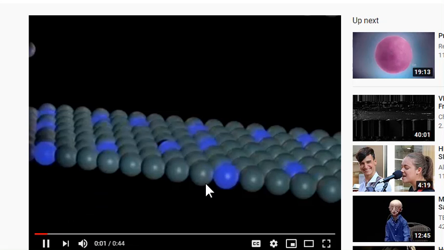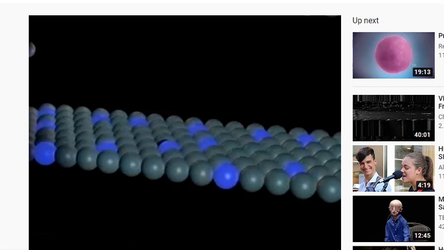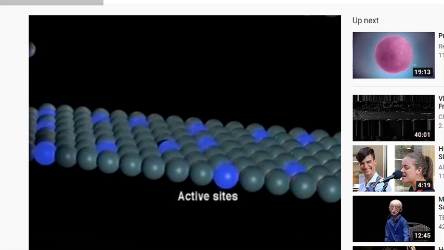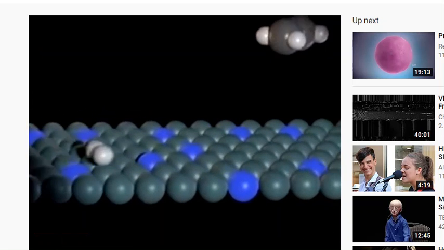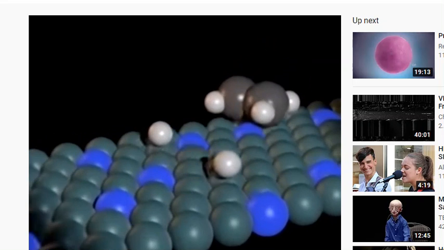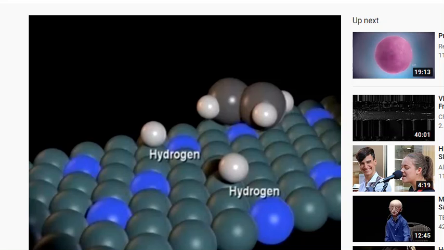A specially prepared metal surface of nickel or palladium contains active sites symbolized by the blue spheres at which a surface reaction can occur. When ethylene and hydrogen are exposed to this surface, they are adsorbed in a process called chemisorption. The H2 molecules dissociate into hydrogen atoms, bound to the surface but able to move about on it.